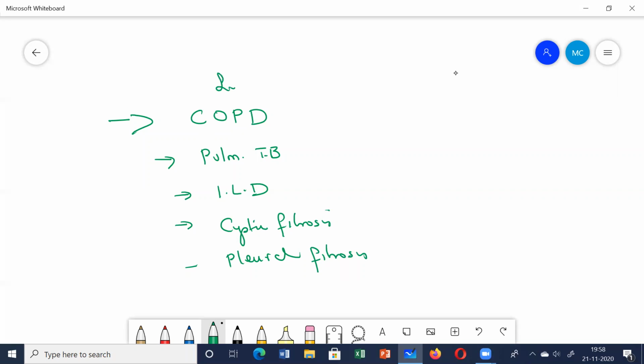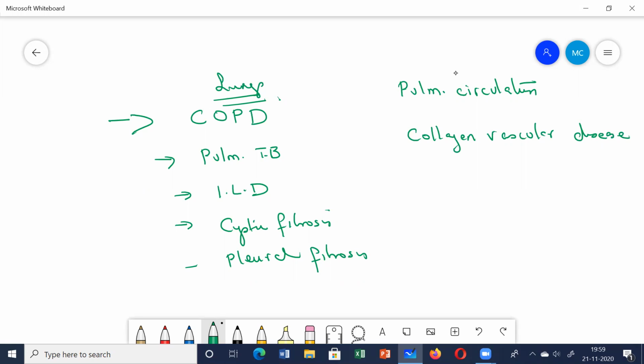So these are things occurring in the lungs. Okay, and diseases of the pulmonary circulation, like I told you, if the patient has recurrent pulmonary thromboembolism. Acute pulmonary embolism will cause acute heart failure, but recurrent, again and again, thromboembolism, primary pulmonary hypertension, and collagen vascular diseases, which cause damage to the lungs. Or chronic liver disease can also cause cor pulmonale.